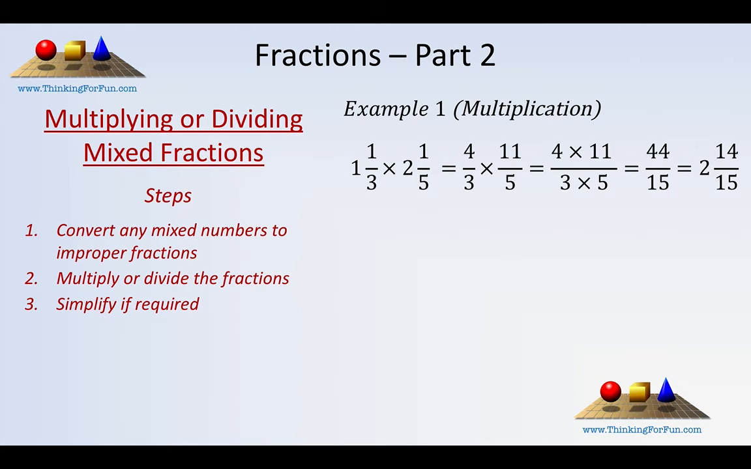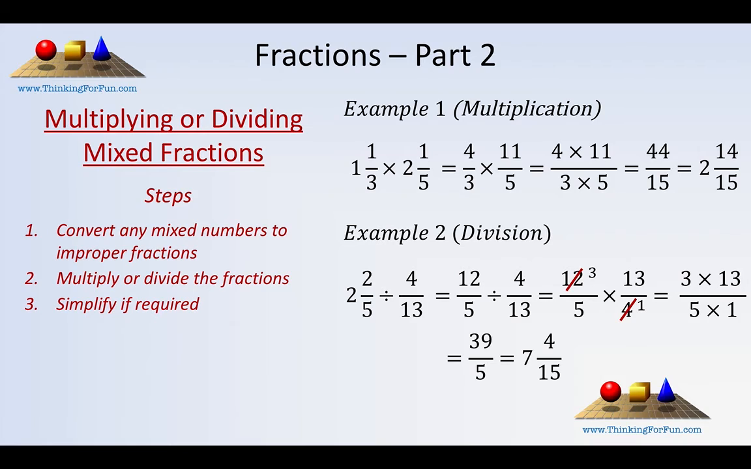To divide mixed fractions, firstly convert the mixed fractions into improper fractions, then divide the fractions as shown earlier. Consider 2 2/5 divided by 4/13. First convert the fractions to improper fractions, then reverse the second fraction. Before multiplying the fractions together, we can carry out some cancellation. The resultant multiplication of numerators and denominators gives 39 over 5, which can then be simplified to 7 4/5.